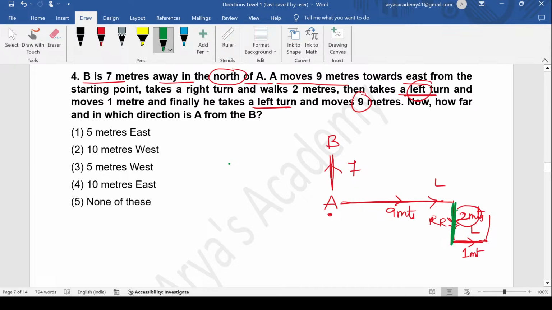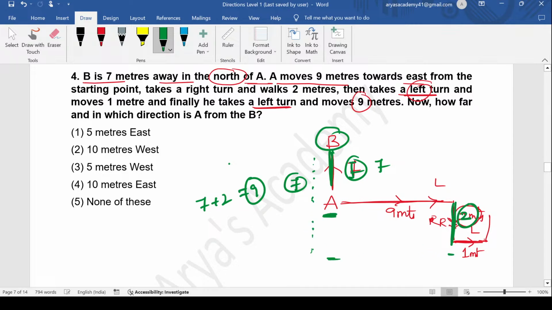This distance is how much? 2 meters, if you remember. And this distance is how much? 7 meters. If you add 7 plus 2, it will be equal to how much? 9. So, from here, and I am keeping dots, this distance is 7. And from here to here, this is 2. So this total distance from B until this point is how much?